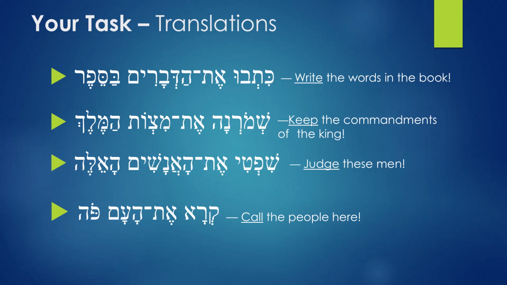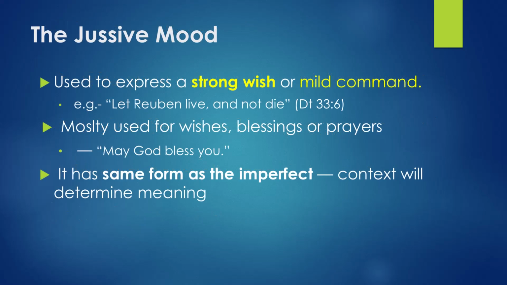Let's look at the last mode, Jussive mode. The third mode, Jussive mode, is used to show or express a strong wish or mild command. Sometimes it's used to show a mild command, but most of the time it shows a strong wish. Example, let Reuben live and not die. That's in the Jussive. So it shows a strong wish. Mostly it's used for wishes or blessings or prayers. May God bless you. That phrase is in the Jussive, shows a prayer or a strong wish.